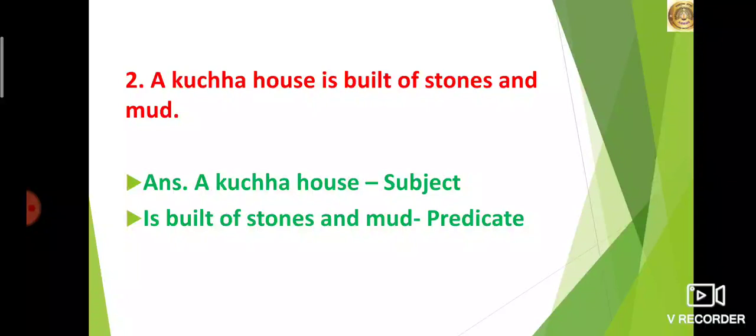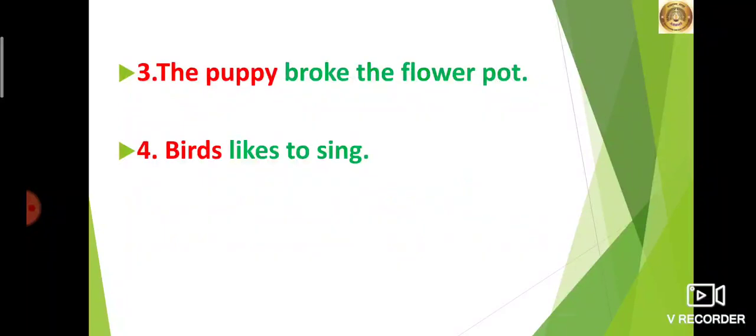Students, you have got to learn to identify the subject and predicate in each sentence that you come across. A kuchha house is built of stones and mud. A kuchha house, which is the first part of the sentence, is the subject. Is built of stones and mud, the second part of the sentence, is the predicate. The puppy broke the flower pot. Here, the puppy is the subject and broke the flower pot is the predicate. Birds like to sing. Birds is the subject and like to sing is the predicate.